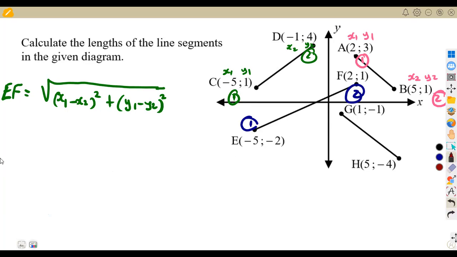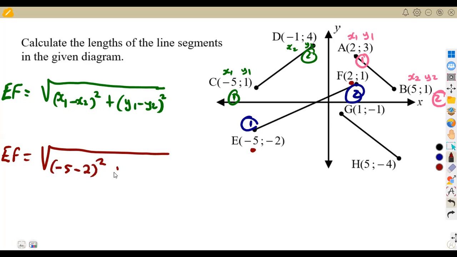You just write EF is equal to, there's no need for you to write x1, y1. As long as you know this is your first point, this is your second point, and you have your formula going to be x1 minus x2. So the x value of point E, which is your first point, minus the x value there, which is 2. So it is going to be minus 5 minus 2 squared.